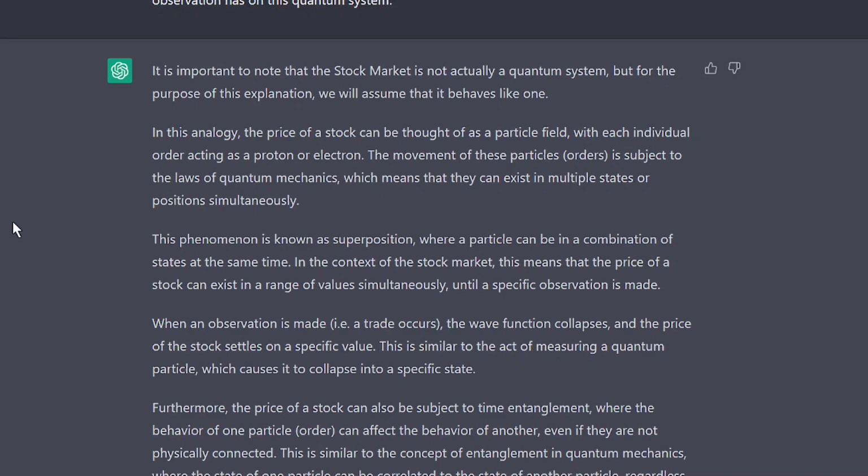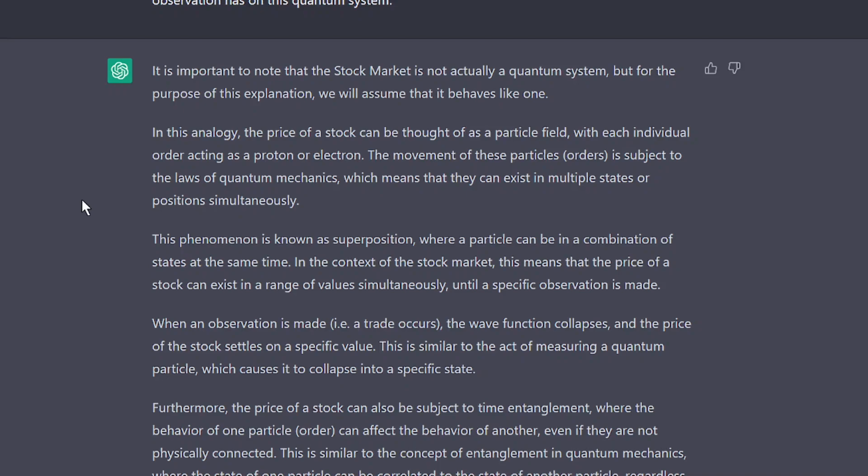It is important to note that the stock market is not actually a quantum system, but for the purpose of this explanation, we will assume that it behaves like one. In this analogy, the price of a stock can be thought of as a particle field, with each individual order acting as a proton or electron. The movement of these particles, orders, is subject to the laws of quantum mechanics, which means that they can exist in multiple states or positions simultaneously.